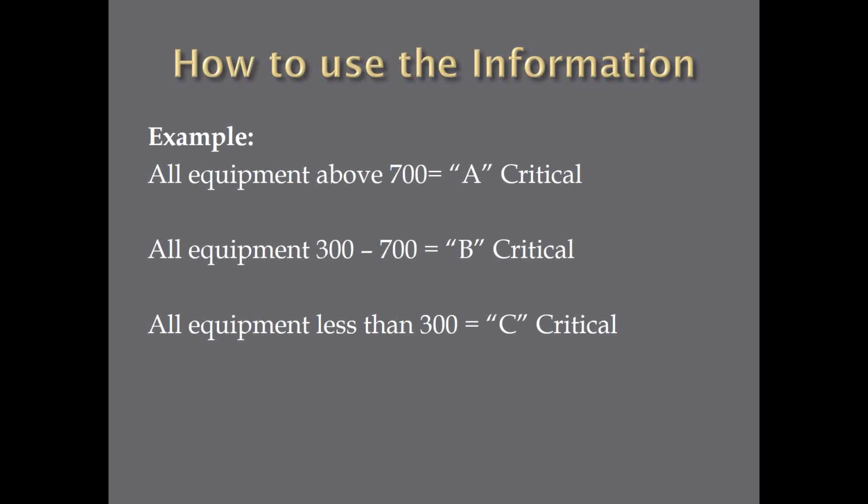So this is one we use from the plant I come from. Everything that came out on that rating score above 700 was A critical. We never missed PMs on A critical equipment. Everything between 300 and 700 was B critical. We would miss those once in a while. Anything less than 300 was called C critical.